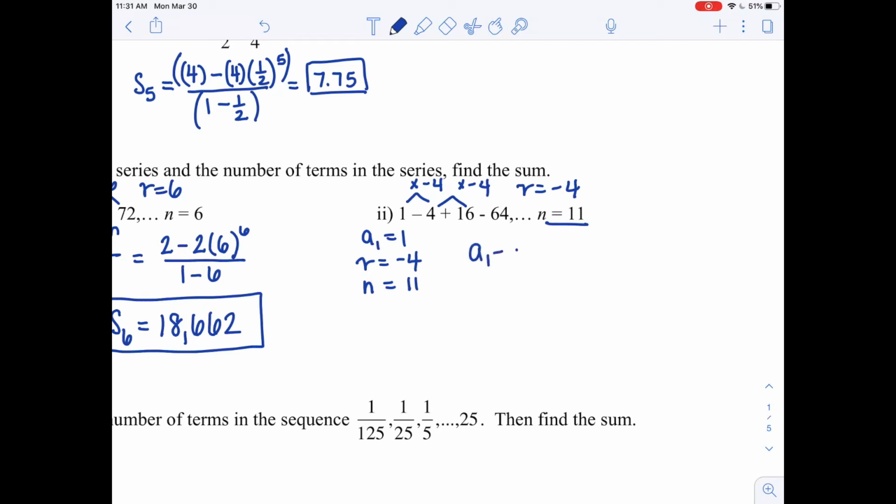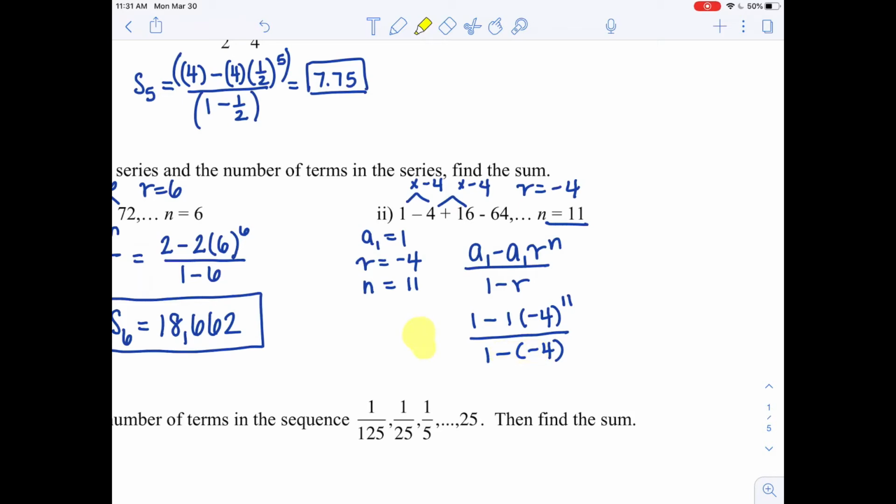How many terms do I have? 11. Thankfully, they give it to me. I don't have to actually find it. So my formula is a1 minus a1 r to the n all over 1 minus r. So as I start plugging in, 1 minus 1 times -4 in parentheses raised to the 11th. Make sure you use those parentheses. All over 1 minus -4. Again, make sure you use parentheses.